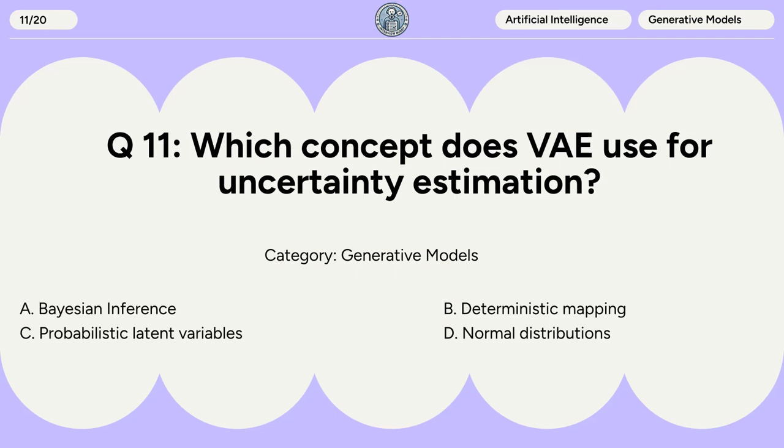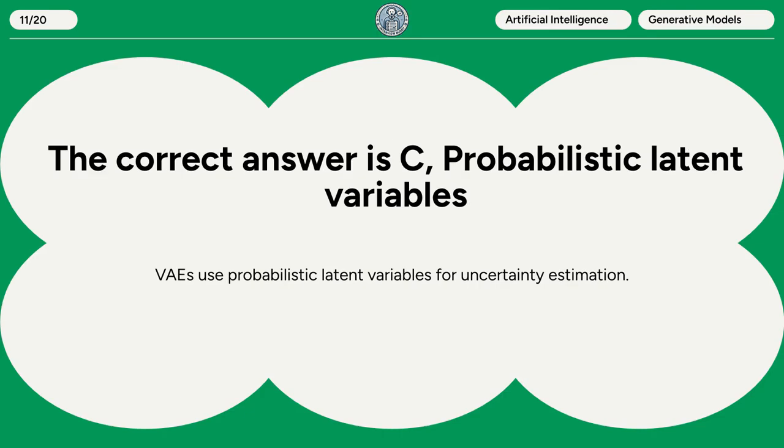Question 11. Which concept does VAE use for uncertainty estimation? A. Bayesian inference. B. Deterministic mapping. C. Probabilistic latent variables. D. Normal distributions. The correct answer is C. Probabilistic latent variables. VAEs use probabilistic latent variables for uncertainty estimation.